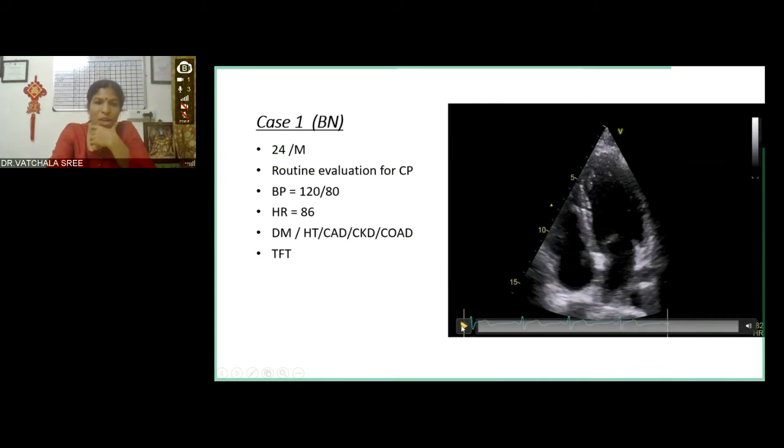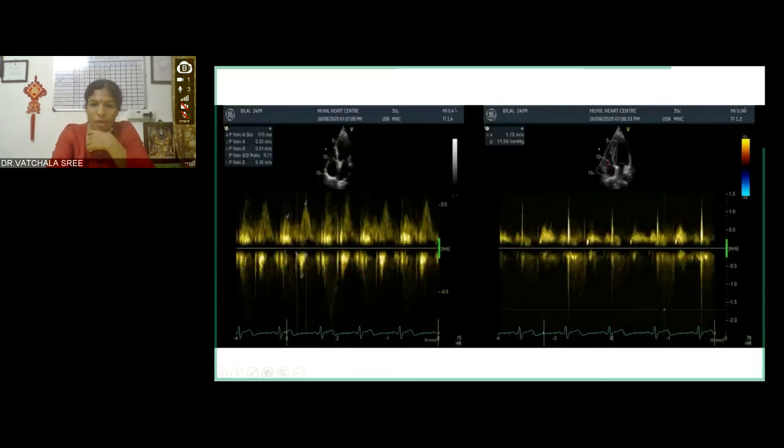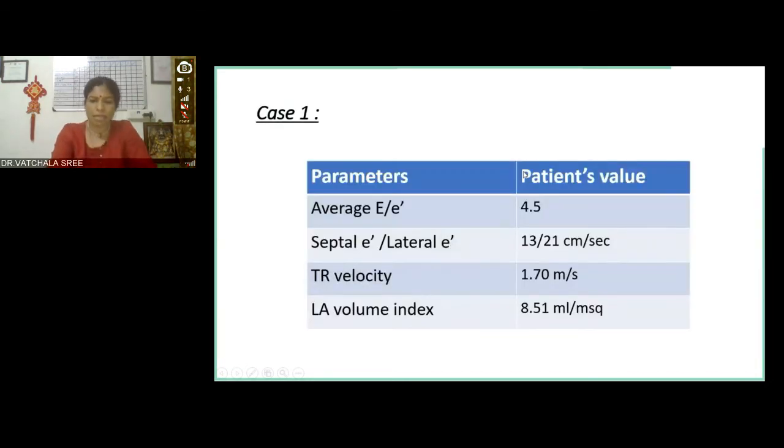So we have the mitral inflow, the pulse wave Doppler of the mitral inflow, the E and the A, and we have the LA volume, and we have the E dash and the A dash. His numbers are, this is the very mild pulmonary hypertension that he has. The TR velocity is 1.70. Okay. So I'll just go through this once again.